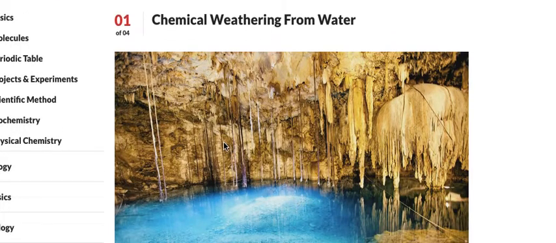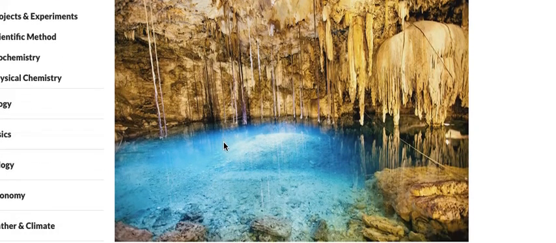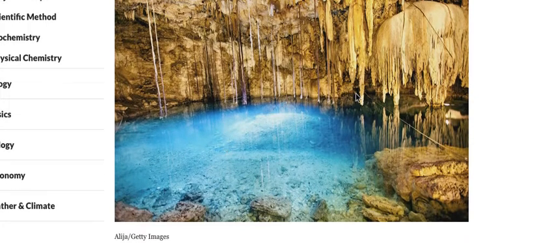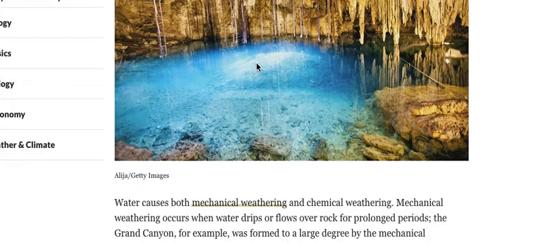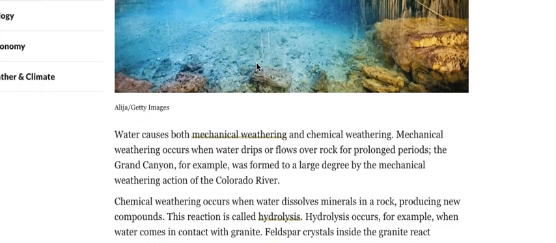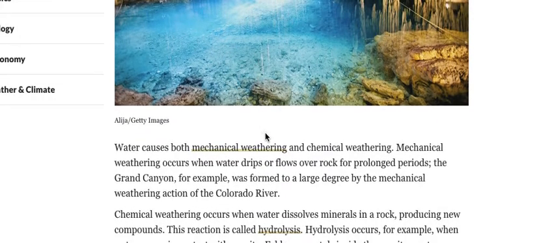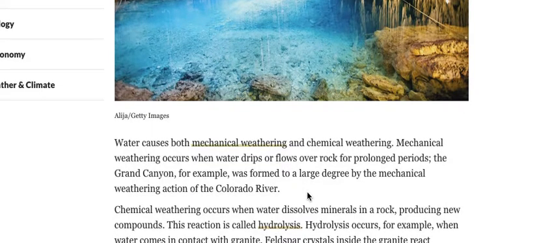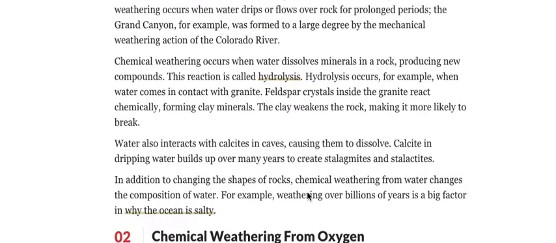So this is chemical weathering from water. I just love this picture of this cave. Clearly, all of the rock that was here is dissolving and has dissolved. Water causes both mechanical weathering and chemical weathering. Mechanical weathering occurs when water drips or flows over rock for prolonged periods. The Grand Canyon, for example, was formed to a large degree by the mechanical weathering action of the Colorado River.